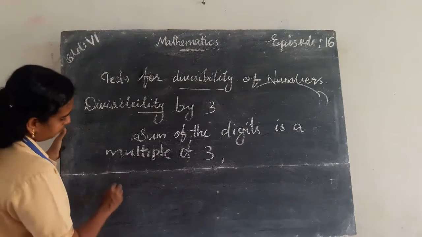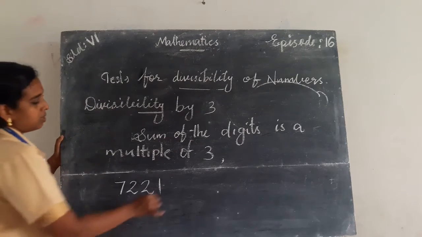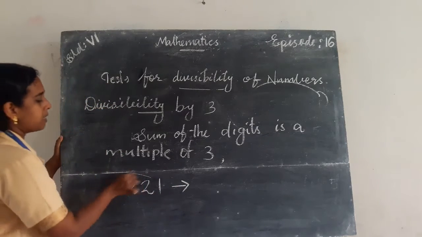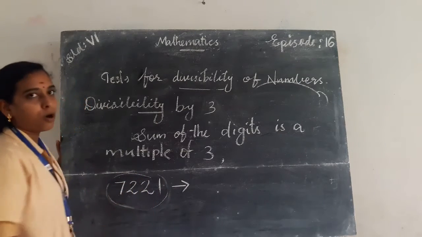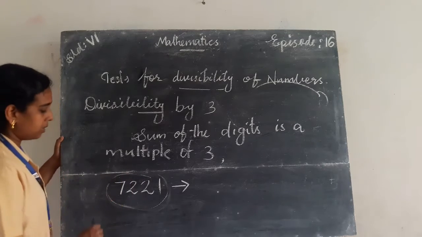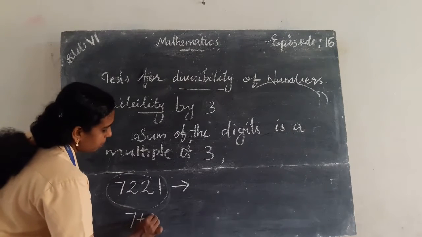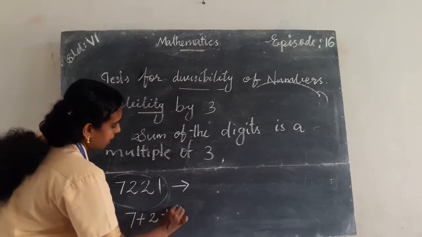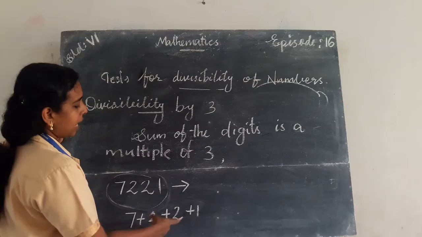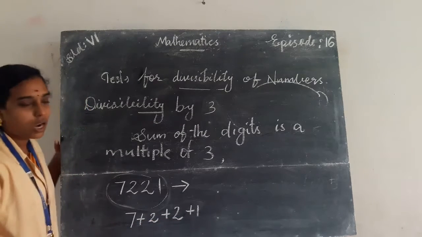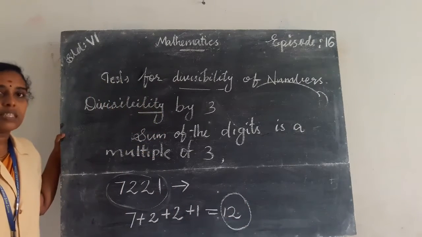For example, 7221. We want to check whether this number is divisible by 3 or not. For that, first we take the sum of the digits of this number. The digits are 7, 2, 2, 1. We add 7 plus 2 is 9, 9 plus 2 is 11, 11 plus 1 is 12. We get 12, which is a multiple of 3.